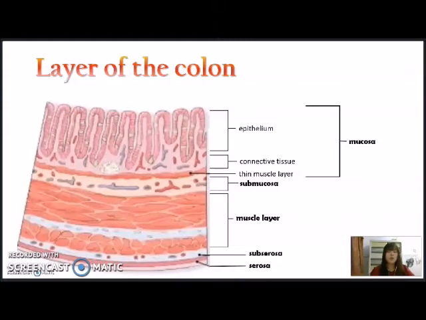The colon has 5 layers. The first is the mucosa, which is a combination of epithelium, connective tissue, and thin muscle layer. The second layer is submucosa, which is the layer of connective tissue arranged immediately under the mucosa layer. The third layer is the muscle layer, and subserosa is the fourth layer, which is a thin layer of connective tissue between muscular layers and serosa. The outer layer of the colon is serosa, a layer of simple squamous epithelium associated with connective tissue.